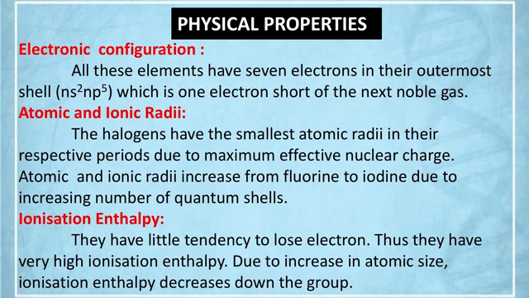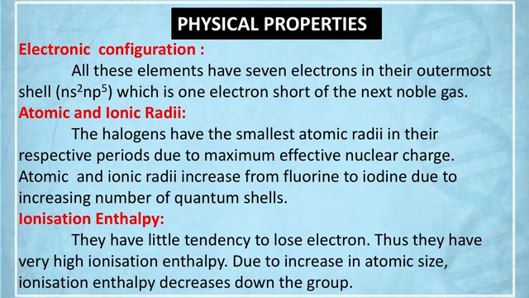Let's see here. Atomic radius and ionic radius. What about the atomic radius and ionic radius? It increases down the group, it is obvious. We know that down the group, atomic radius increases. Why? Because the number of shells increases. So there is a constant increase in atomic radius of the halogens. It is displayed on your TV screen, reflected here.